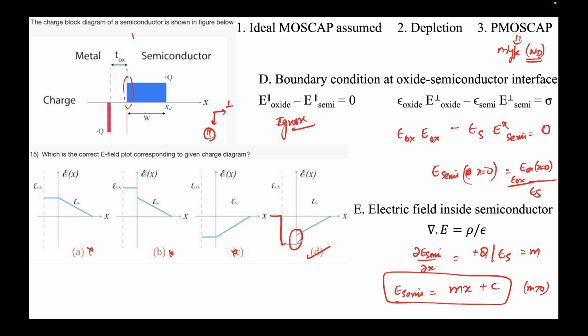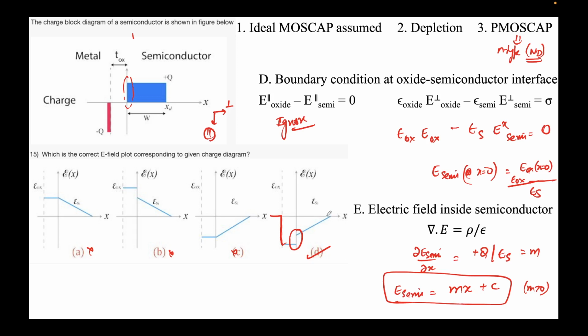Then we see a flat line in oxide because there are no traps or charges hidden here, or bulk charge. Then we see a jump due to this boundary condition over here, right? Due to the difference in the dielectric constants, we see a jump. And then finally we solve this expression, and what we get is that inside the bulk of the semiconductor, in the depletion region, we must get a straight line, y equal to mx plus c with m positive.